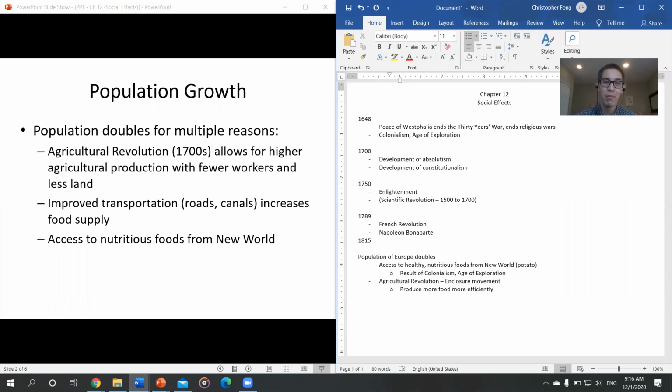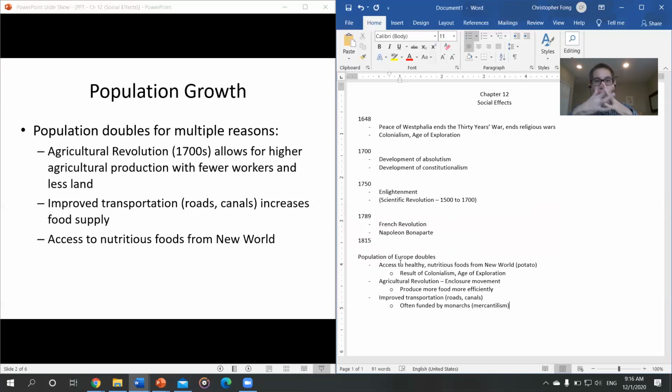Now, when we're talking about improved transportation, you might remember that these were oftentimes funded by monarchs. It was a form of mercantilism. Mercantilism, you might remember, is when the government controls all economic decisions to benefit the state. So King Louis XIV and his finance minister, Jean-Baptiste Colbert, build roads and canals to facilitate domestic trade, and it also allows for more food to be transported.